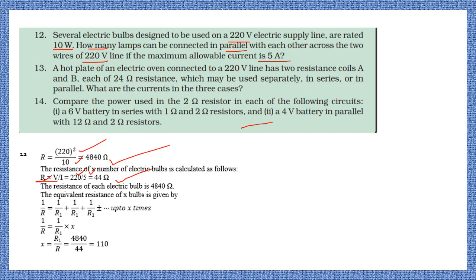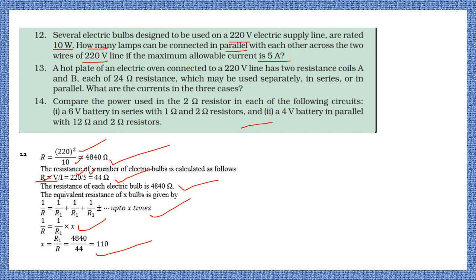Resistance of each electric bulb is 4840 ohm, and the equivalent resistance of a number of bulbs, suppose x bulbs are there, what will it be? So 1 upon r is 1 upon r1 plus 1 upon r1 up to x times. So 1 upon r is equal to x upon r1. X is equal to 4840 upon 44, means 110. This is the correct answer.